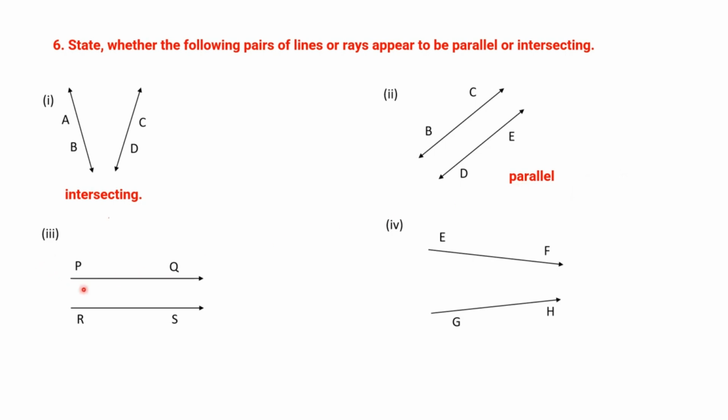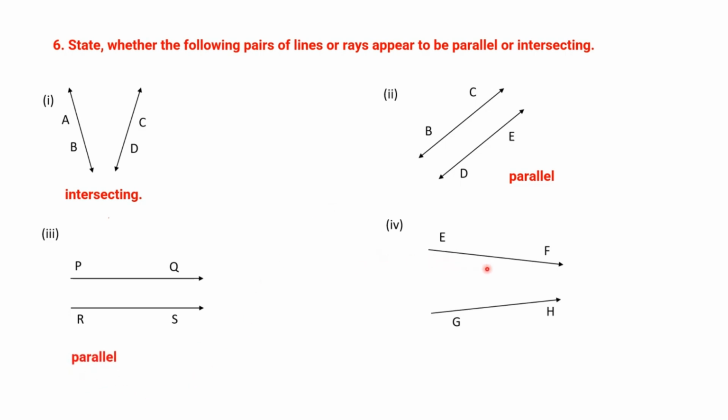Let's go to the third one. Here also we have two lines. Now if I extend them, the arrowheads are here. If I extend them this side and this side, they will not meet. As you can see, the distance between them is the same throughout. So they will never meet. Such lines are called parallel lines.